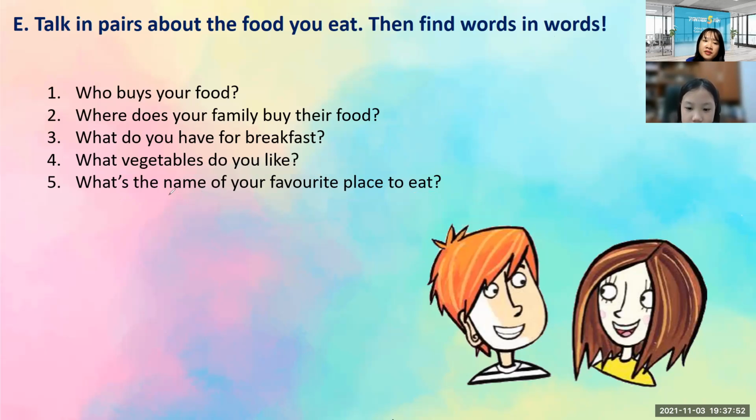Rồi, what is the name of your favorite place? Bây giờ nếu chỗ mình thích ăn nhất mà mình không nhớ ra, thì làm ơn chọn chỗ mình thích ăn nhì, thích ăn thứ ba cho cô nhé.